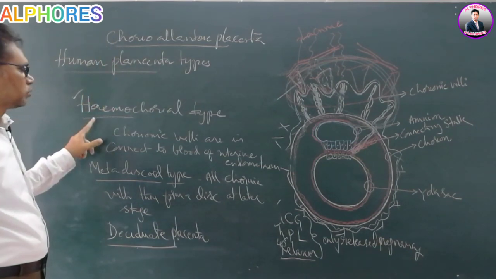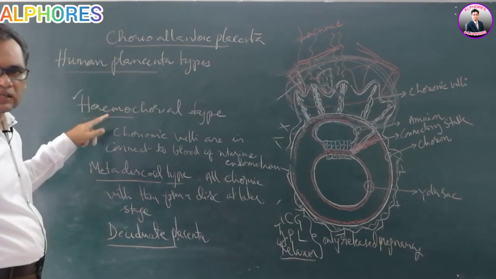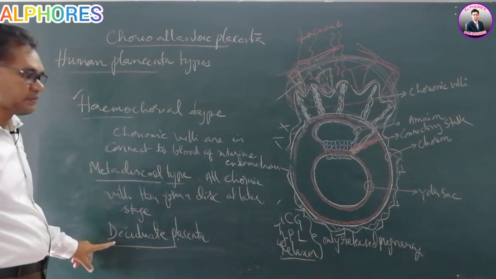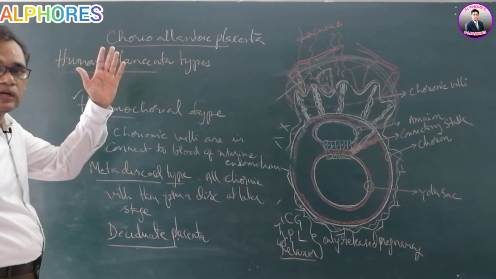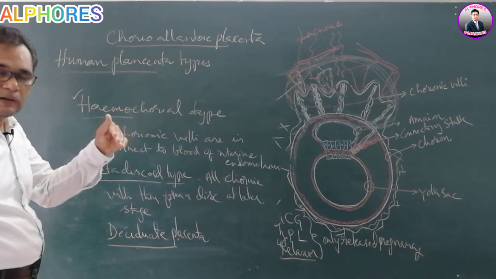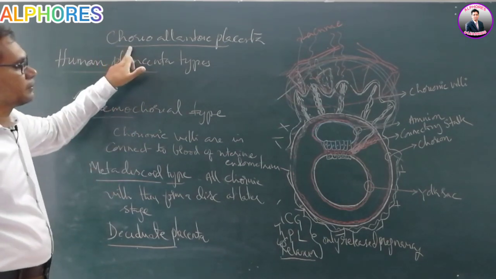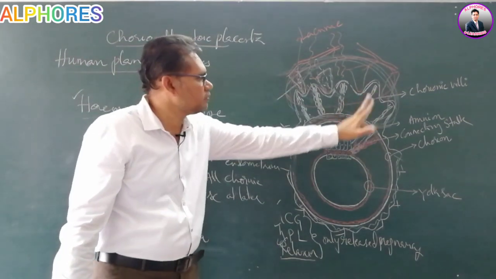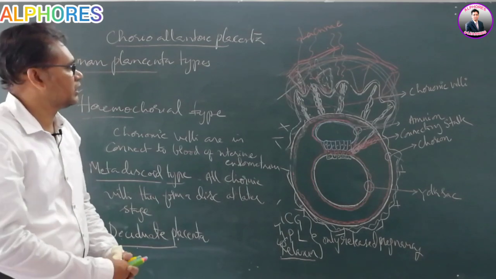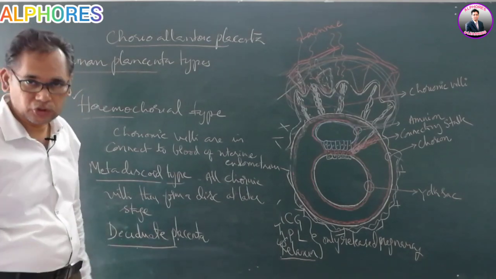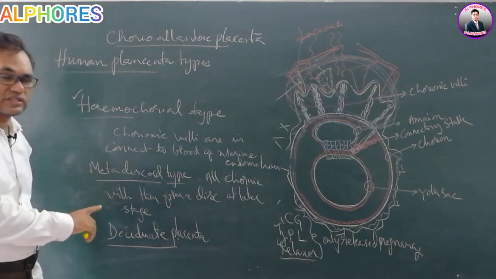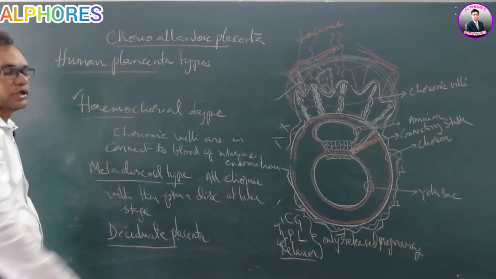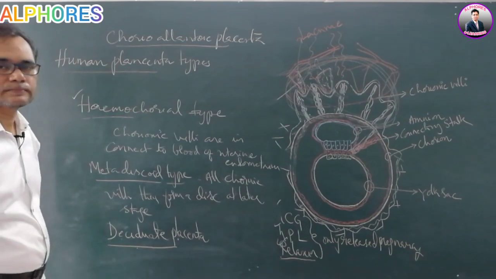This is due to the blood coming in contact with the chorionic villi. This is due to the formation of a disc. This is due to the loss of the entire decidua during parturition. This is chorioallantoic because the allantois fuses with the chorion to form the chorioallantoic placenta. Okay. Now these are the types of placenta in humans. There are 4 types: hemochorial, metadiscoidal, deciduate as well as chorioallantoic. Okay, thank you.